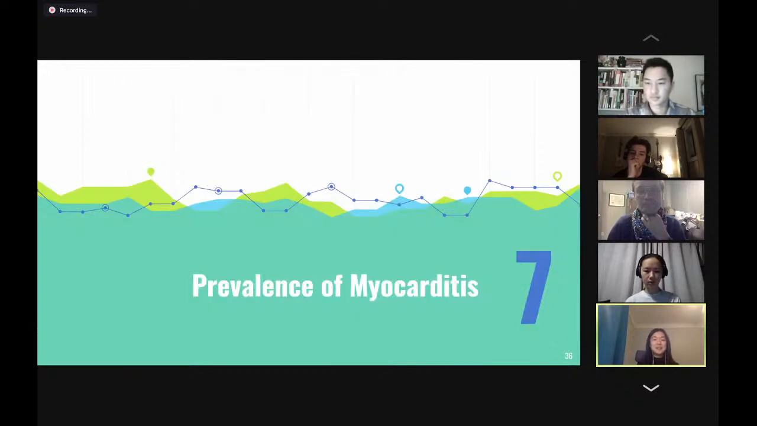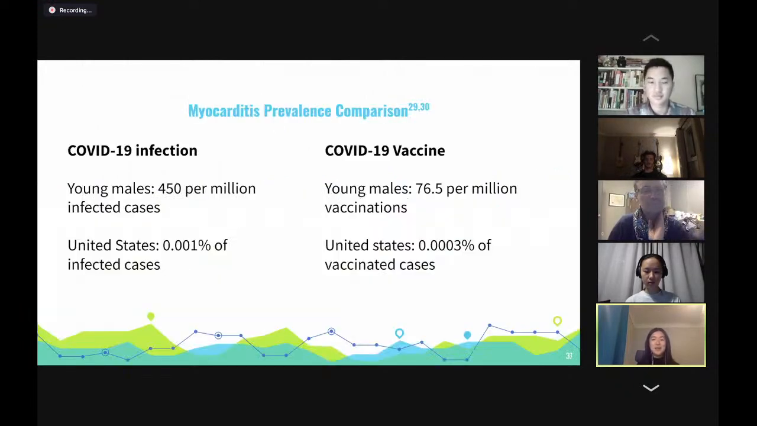Next slide, please. Okay, so now I'll just be going over some statistics on myocarditis and the COVID-19 vaccine. In this slide, I have compared the rates of COVID-19 infection-associated myocarditis versus mRNA vaccine-associated myocarditis. In a study investigating the prevalence of myocarditis among young males aged 12 to 17, which is shown to be the group with the most prevalence for myocarditis after vaccinations, it was found that those who weren't vaccinated were 6 times more likely to get myocarditis than those who were.